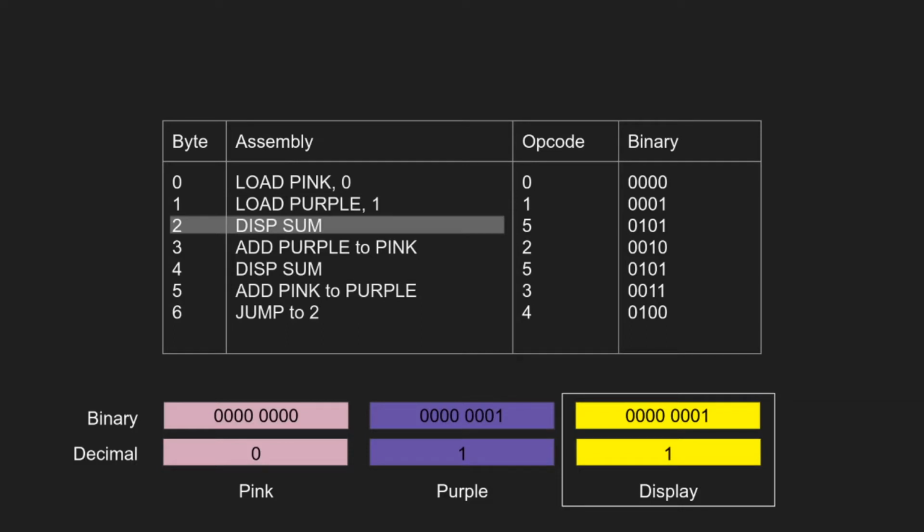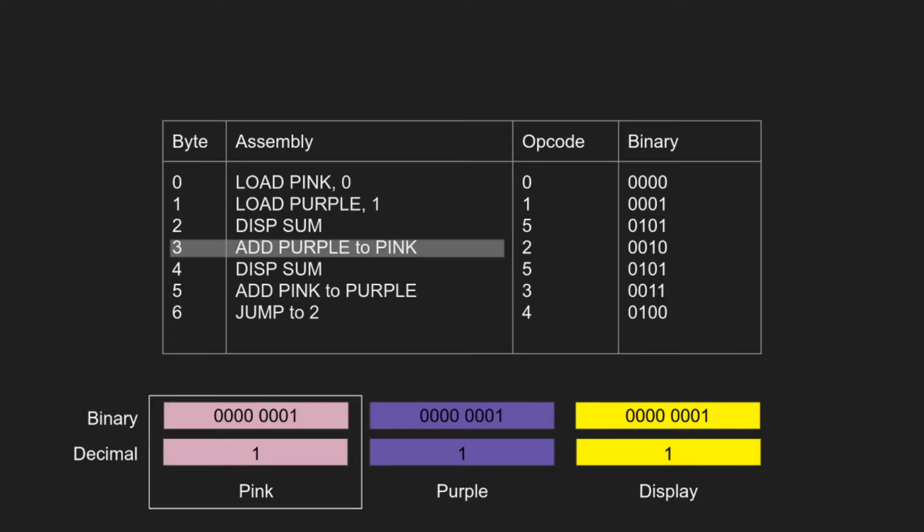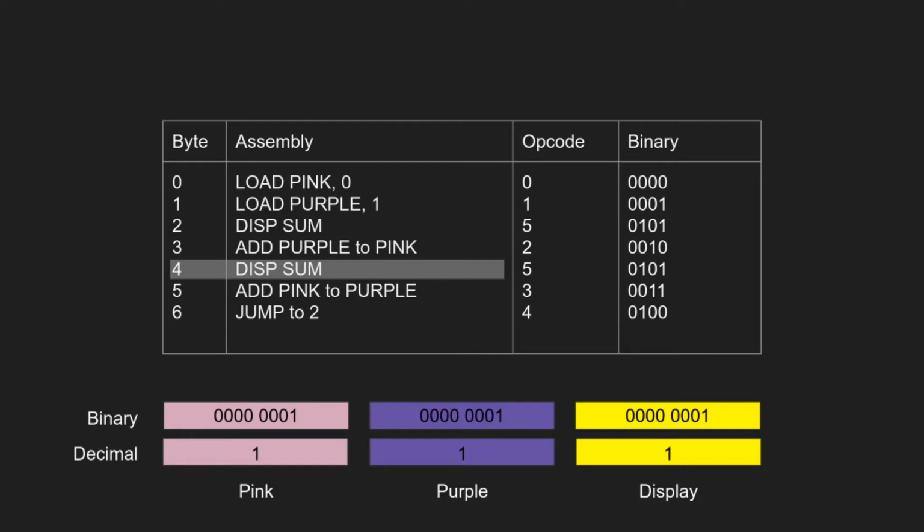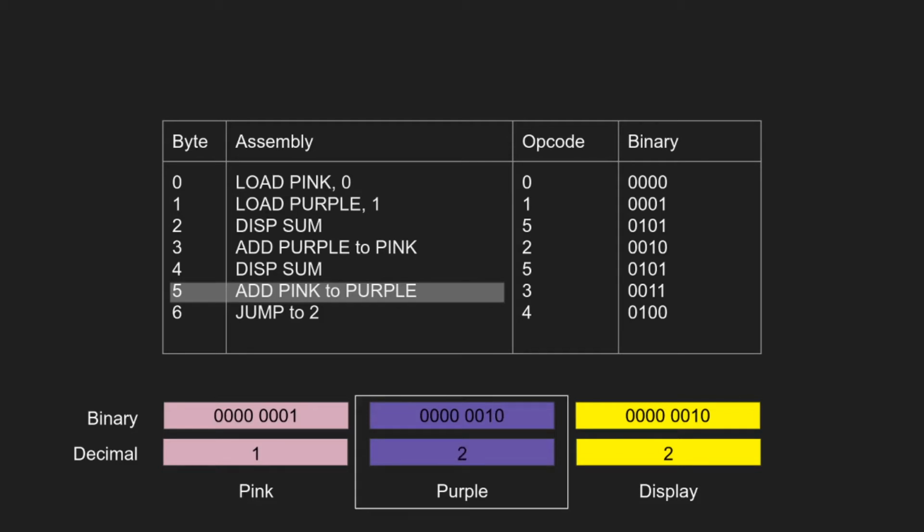And then the next thing we're going to do is take purple and add that into pink. So 1 plus 0 is 1. So pink is going to become 1. And we'll see that right here. And so pink becomes 1. And then we'll display the sum of the 2 registers again. So the sum of the 2 registers now is pink plus purple is 1 plus 1, and it's going to be 2. And we see our display now displays the value 2. And then what we'll do next is add the pink register into the purple register, and then the purple register goes up to 2, because 1 plus 1 gets us 2.